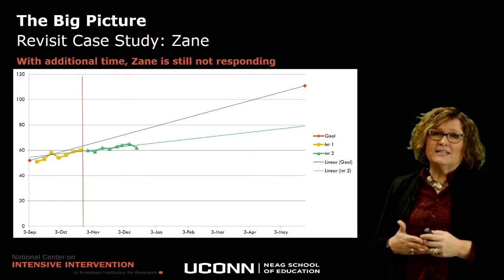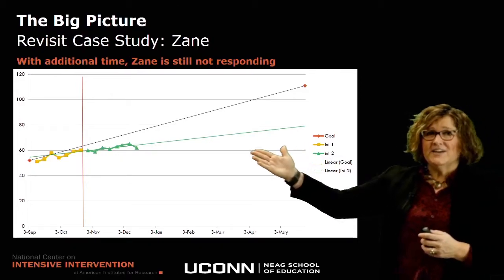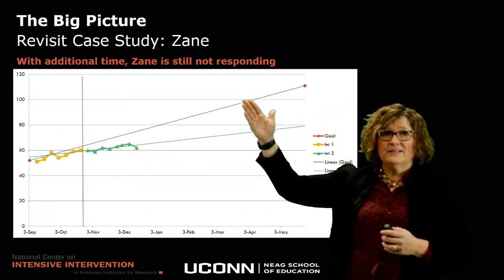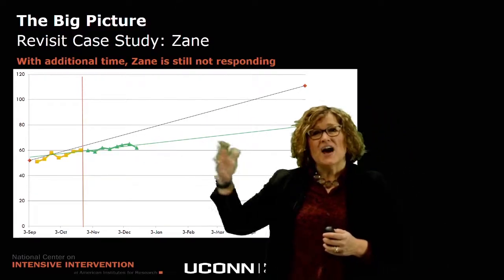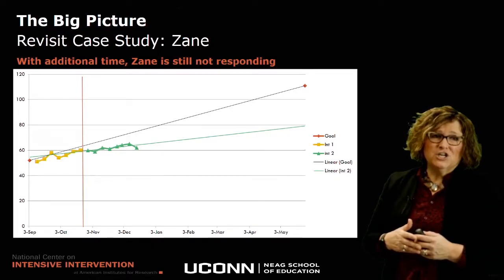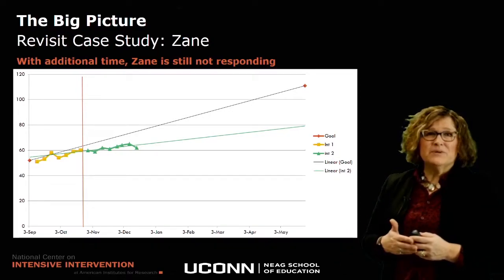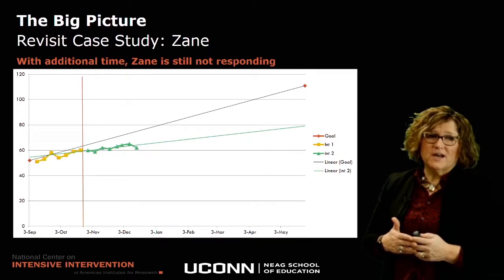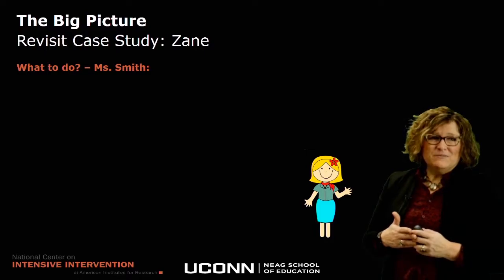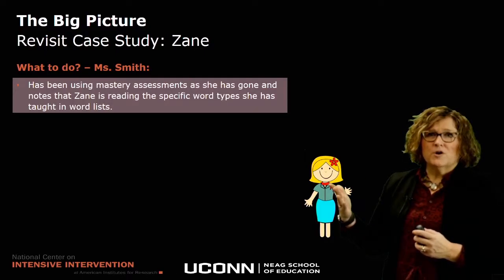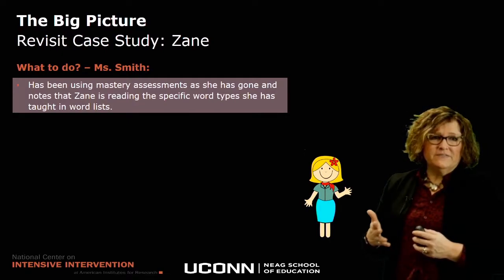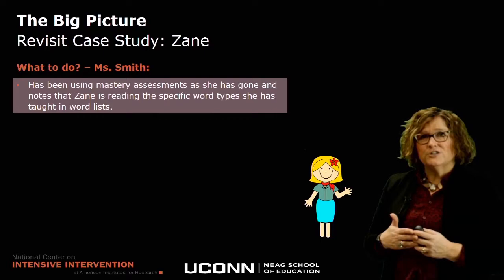Unfortunately, even with that additional time, you can see here that Zane's trend line compared to the goal line shows he's still not responding to her instructional change. He's increasing, but he's not on track to meet his goal at this time. So she needs to decide what to do next. She uses information from her mastery assessments, from her oral reading fluency, from her diagnostic to decide on the changes she's made.